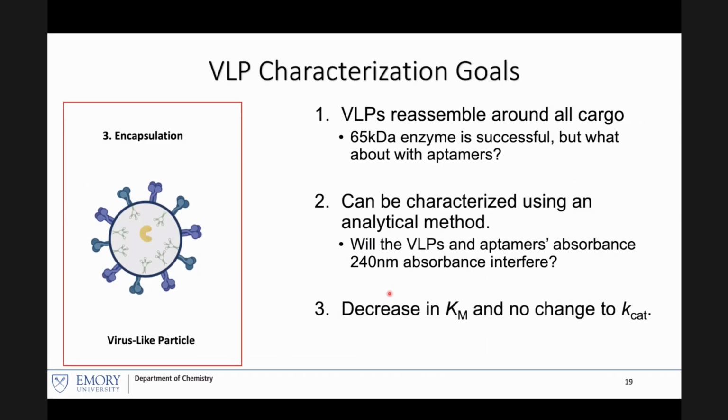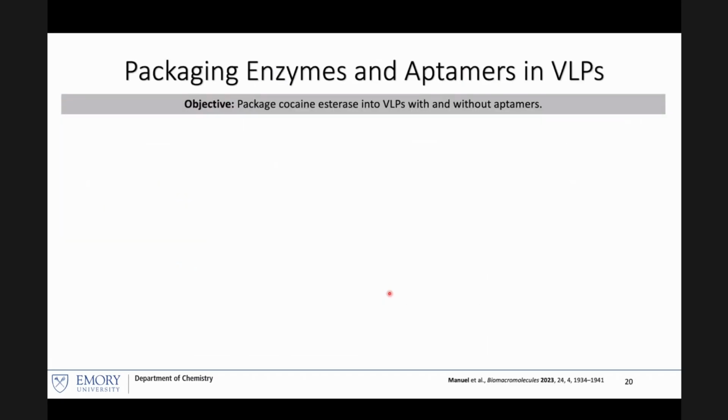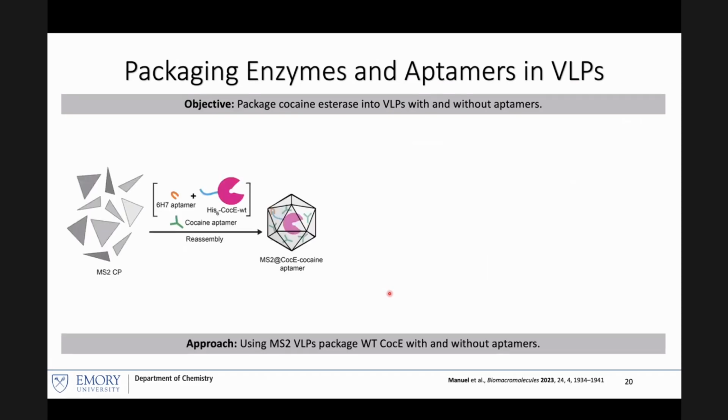And then lastly, hopefully we see a decrease in Km and no change to Kcat. And that was the big question there, our big hypothesis. And so first we had to, of course, package our enzymes and aptamers and VLPs. Our objective was to package cocaine esterase into VLPs with and without aptamers. While we're comparing everything to free enzyme, we also have to remember that we need that control, right, of enzyme inside of VLP, no aptamer.